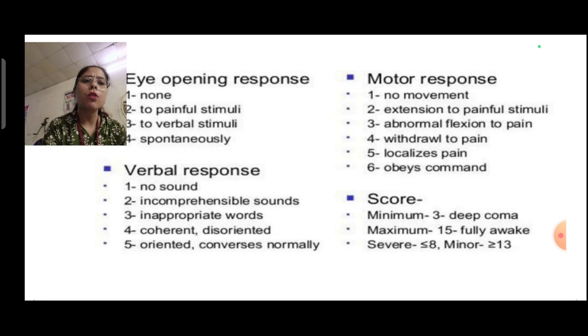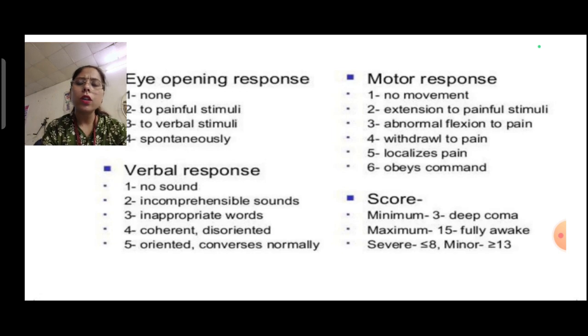And in the motor response, if he obeys command, then we grade him as 6. If he responds by localizing to the pain only, then we grade him as 5. And if he responds with a withdrawal to pain, we grade him as 4. If he shows abnormal flexion to pain, we grade him as 3. If he extends his or her limbs to painful stimuli, we grade him as 2. If he does not respond, he does not do any kind of movement, we grade him as 1.